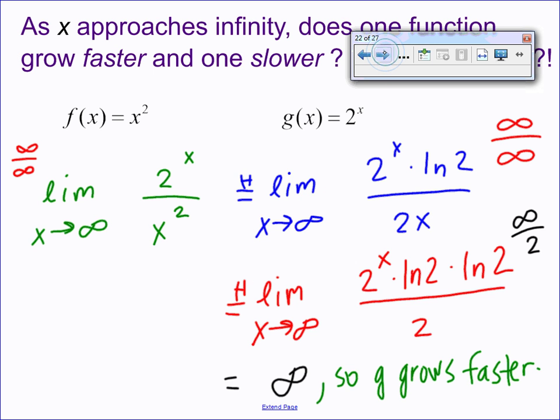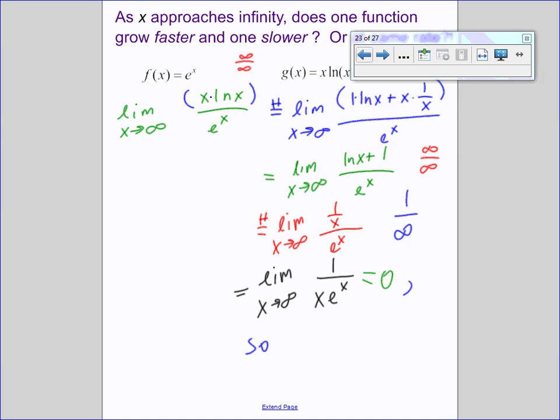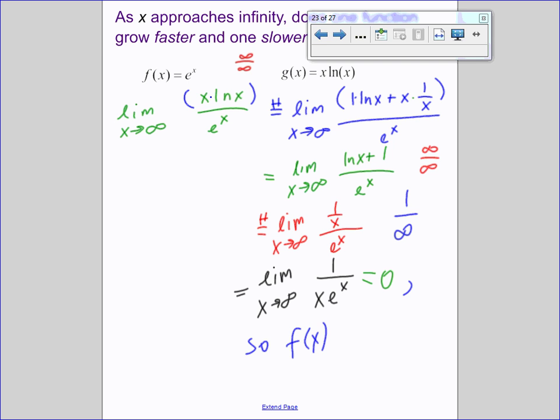So what do we say? Which one was it this time? Was it the denominator? Oh, yes. So f of x grows faster.